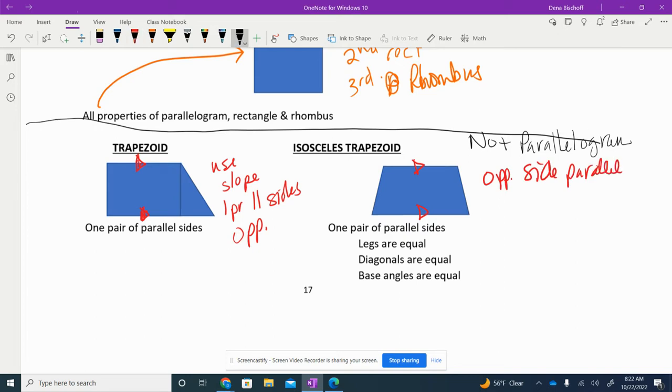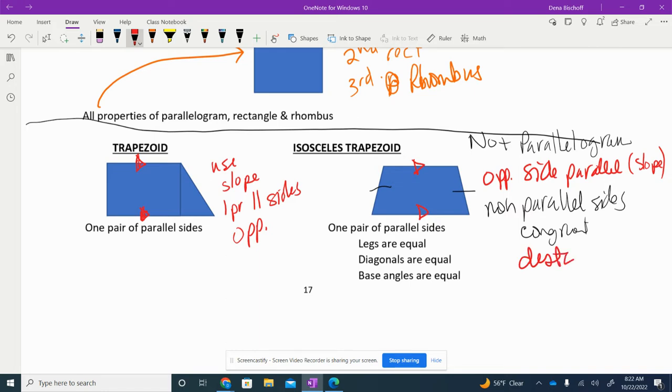And then the non-parallel sides are congruent, or equal. So to prove that they were parallel, I would use slope, the slope formula. And then to prove that the non-parallel sides were congruent, you would have to use the distance formula.